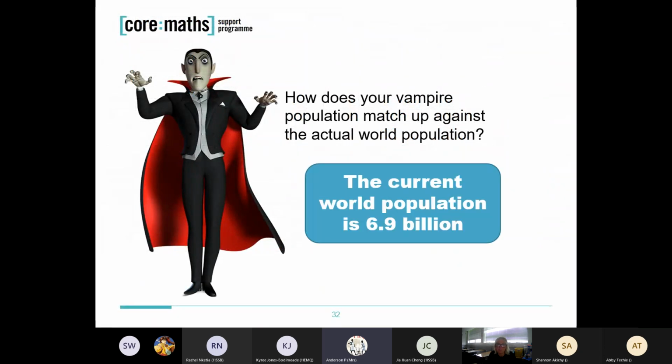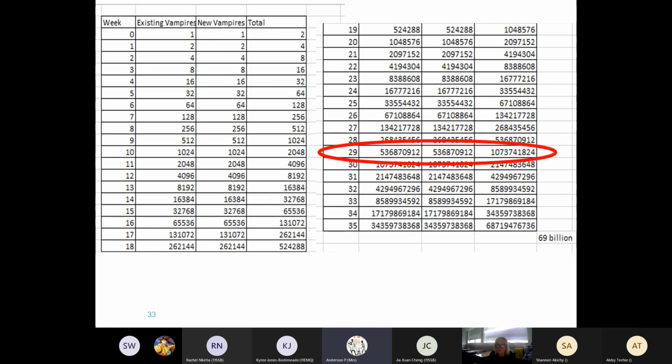So how would it match up to the world population? So the world population is 6.9 billion, okay? There you go, we have got a huge amount of vampires. So that's just a really brief example of how we would maybe use a few elements of the course in a particular situation. So there we would have used estimation, we would have used modelling and interpretation of graphs, we would have used a spreadsheet in order to make predictions. So for each element of the course, it might be that we pull in more than one thing, okay?